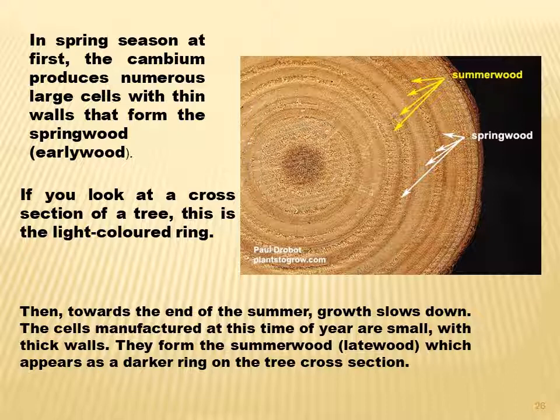Then towards the end of the summer season, growth slows down. The cells manufactured at this time of the year are small with thick walls. They form the summer wood or the late wood, which appears as a darker ring on the tree cross section. So the spring wood or early wood is produced during the spring season, while the summer wood or late wood is produced at the end of the summer season. And this summer wood has thick walls, while the spring wood has thin walls.